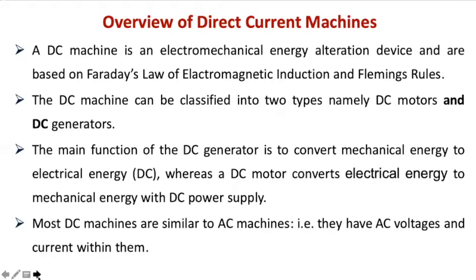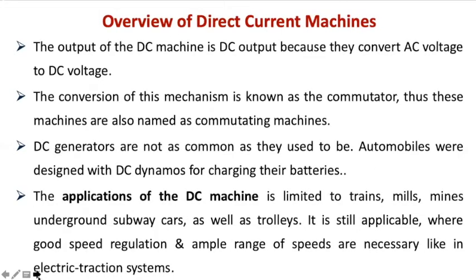Most DC machines are similar to AC machines, that is, they have AC voltages and current within them. The output of the DC machine is DC output because they convert AC voltage to DC voltage. And the conversion is done through the commutator. Thus, these machines are also known as commutating machines.